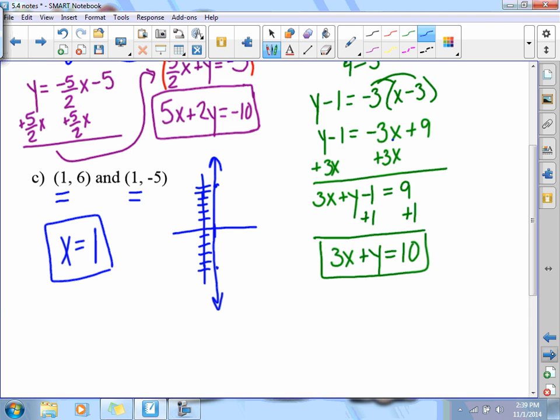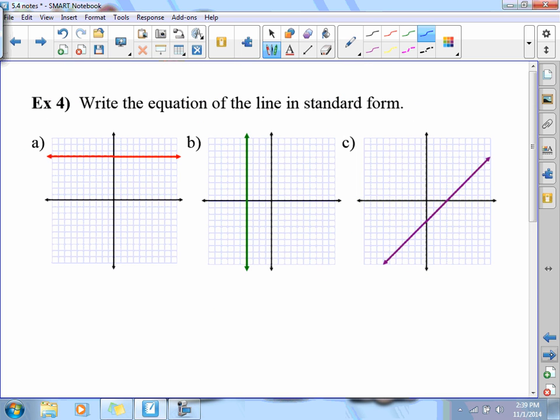So we're still going to be seeing lots of those horizontal and vertical lines, just like in our last example. Here with example 4, it says write the equation of the line in standard form. Now, when we dealt with our horizontal and vertical lines in our previous two examples, we just wrote the equation of the line. It's still in standard form. Okay? So this equation here for part A, that's a horizontal line, and it's up at 7. So it's just going to be y equals 7.